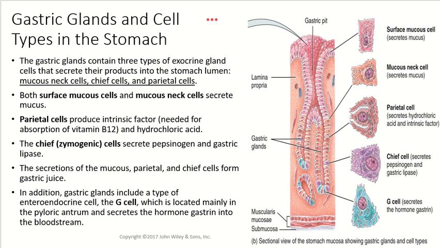In addition, the gastric glands are also going to include a type of enteroendocrine cell. These are called the G cells, and these are going to be located mainly in the pyloric antrum and are going to secrete the hormone gastrin into the bloodstream.